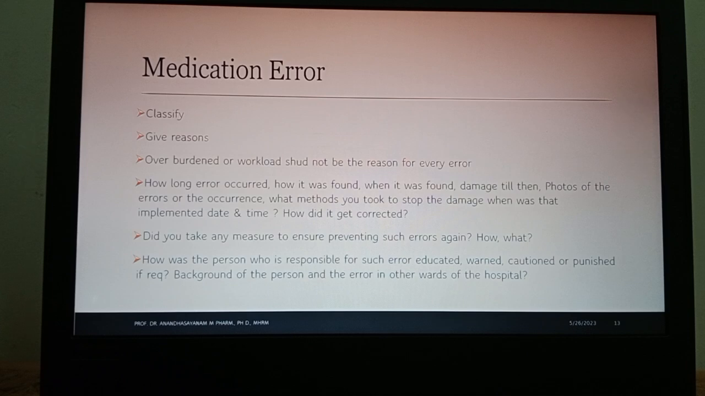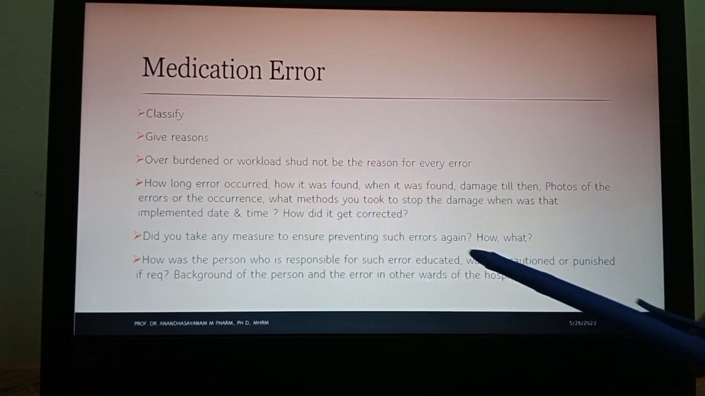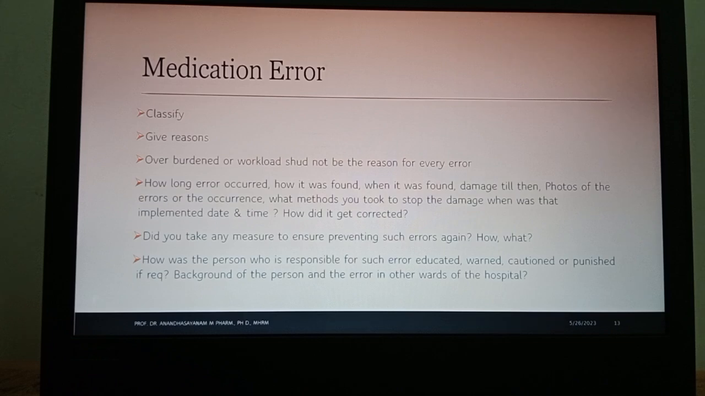I am going to change it. So, what methods did you take to stop the damage? When was that implemented? Date and time. How did it get corrected? How did you ensure that it will not happen again? What is the permanent solution? Did you make a protocol? Is there a system? Did you take any measure to ensure preventing such errors again? And how did you do that? What was the measure? How was the person who is responsible for such error educated, warned, cautioned, or punished if required? Right? It's the same for everyone.